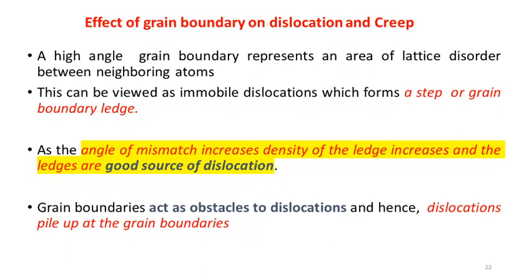That is one point. Next is creep, or high temperature deformation of the material. The grain boundary has an indirect effect on creep also. Again, the dislocation pile up will take place at the grain boundary, so it also adversely affects the creep property.